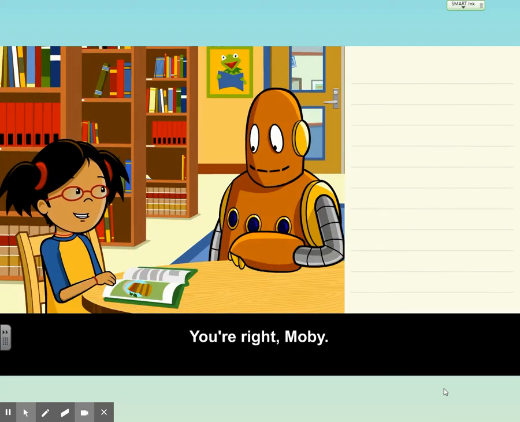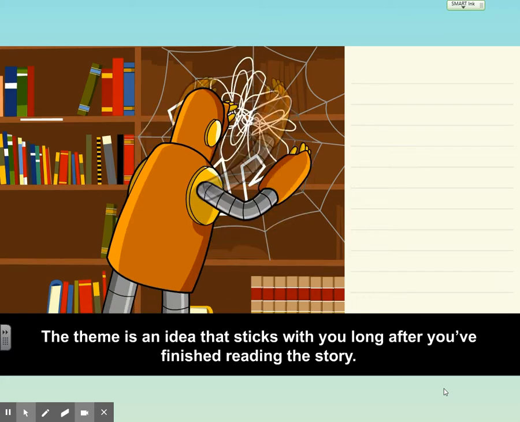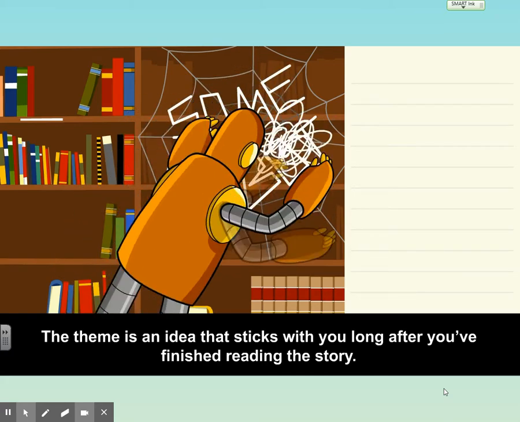You're right, Moby. The theme is an idea that sticks with you long after you finished reading the story.